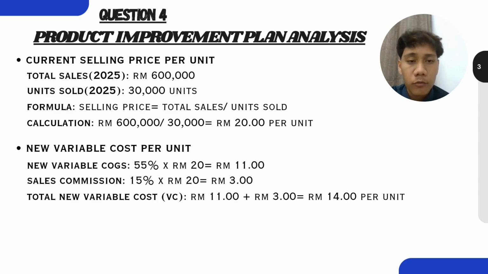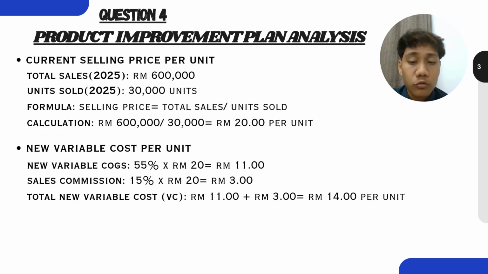Analysis. So step 1, we need to find the selling price. Before we can calculate anything, we need to know the price of one item. So the total sales is RM600,000. Units sold is 30,000 units. So the calculation is RM600,000 divided by 30,000 units equals RM20. We sell each product for RM20.